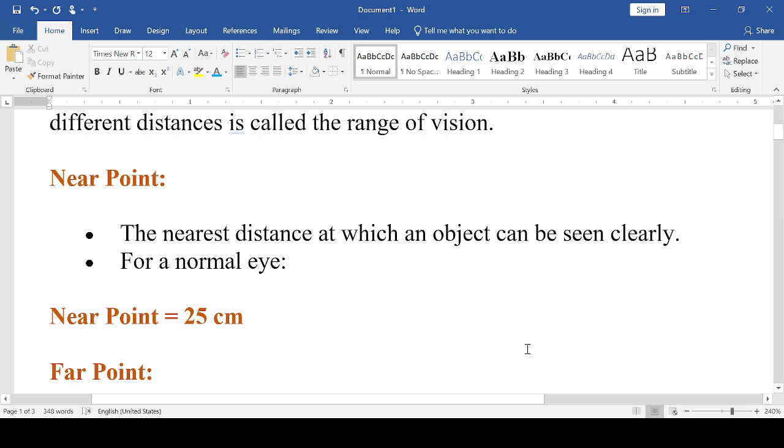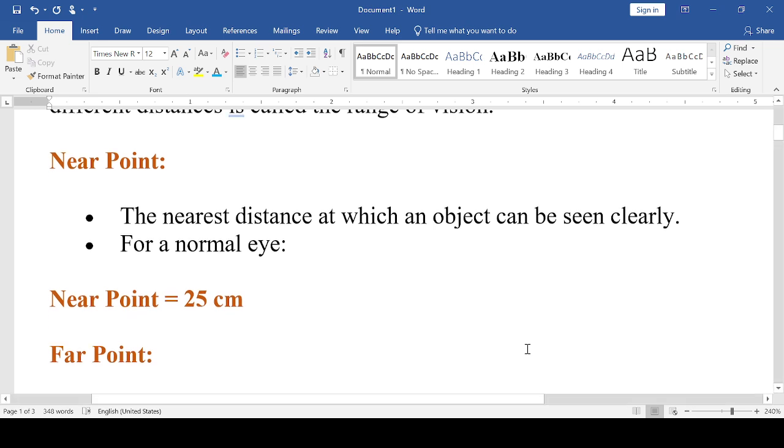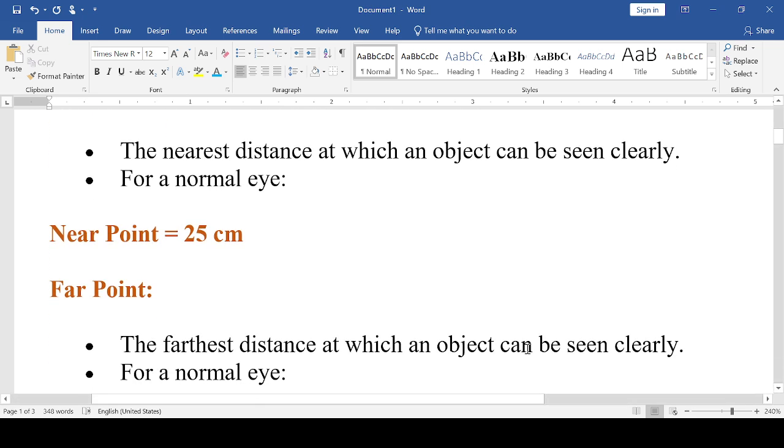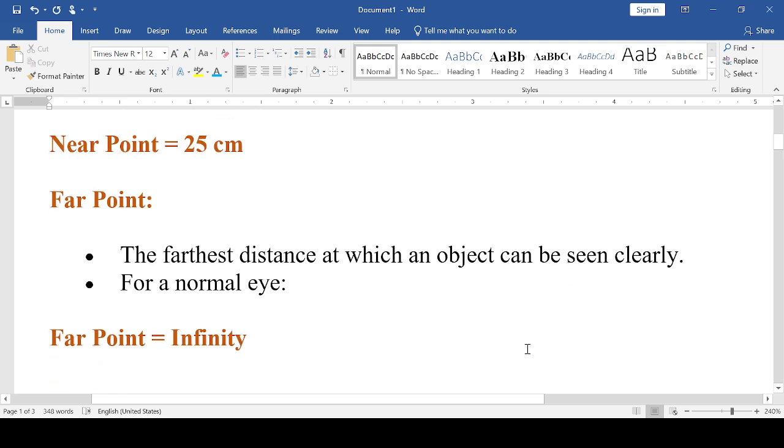Near point: the nearest point at which an object can be seen clearly. At one particular point, when you place the object in front of your eyes, you can see the object clearly. That is the near point. Always remember, the near point for the human eye is 25 centimeters.